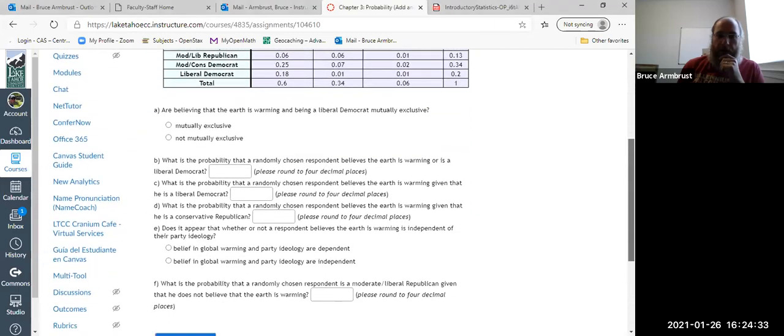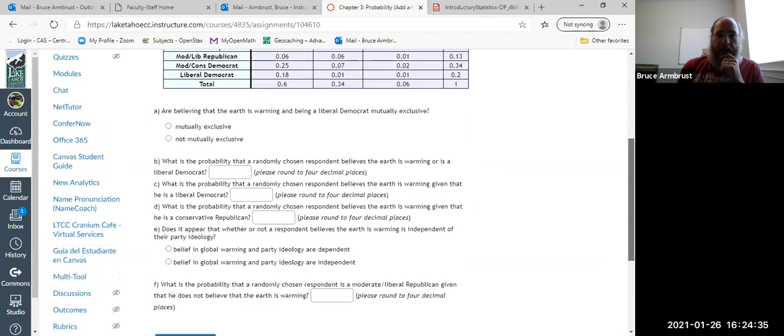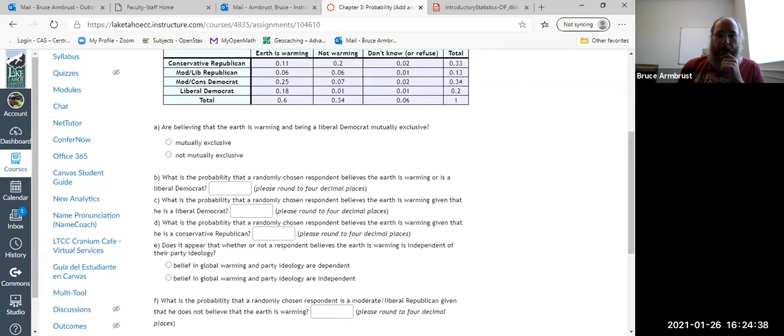Okay, so let's see if we can answer our questions here. So the first one, oh my gosh, we have so many parts to this. Let's start with, are believing that the Earth is warming and being a liberal Democrat mutually exclusive? So let's backtrack. What does mutually exclusive mean? I know somebody's got to remember. What's it mean if two things are mutually exclusive?